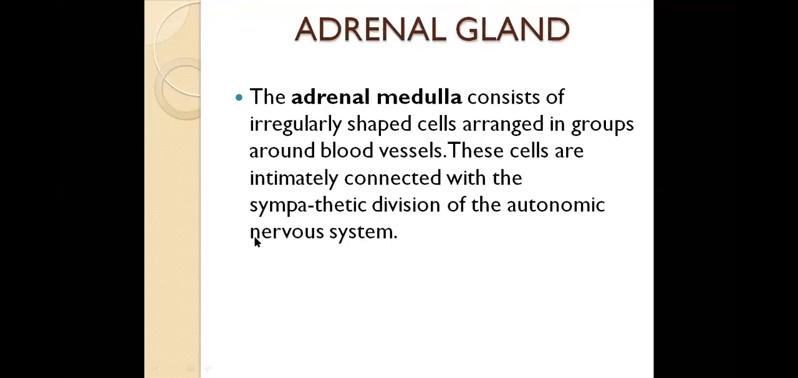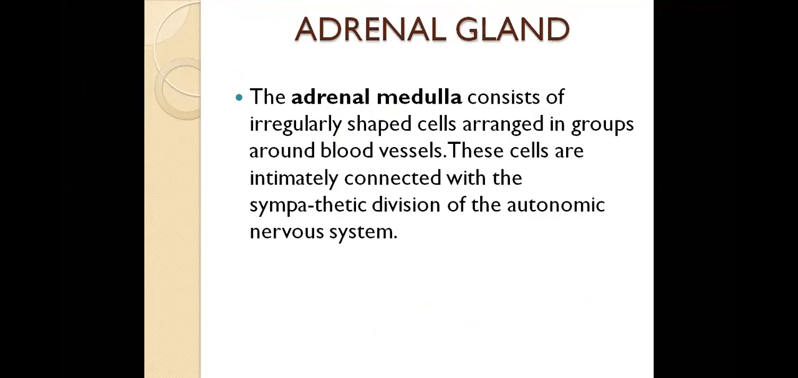Let's talk about the adrenal medulla first. Then after that we'll go with the adrenal cortex. The adrenal medulla consists of irregularly shaped cells arranged in groups around blood vessels. These cells are intimately connected with the sympathetic nervous system.